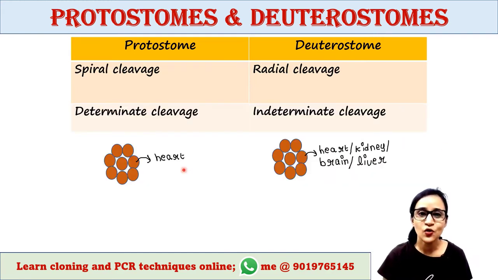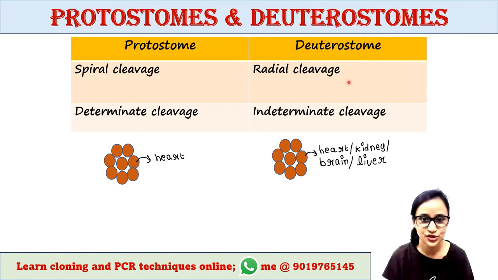In protostomes, cells divide with spiral cleavage. Here spiral cleavage occurs, whereas in deuterostomes, cells divide with radial cleavage.